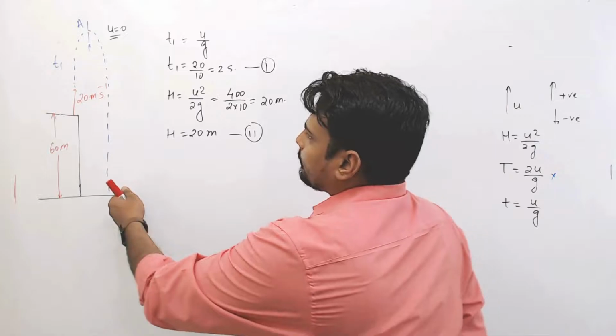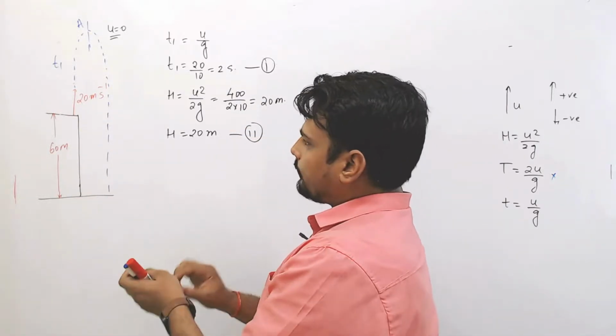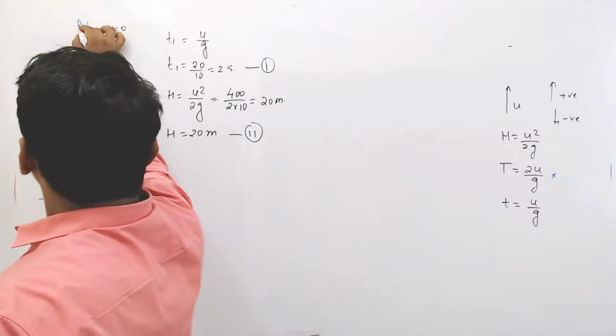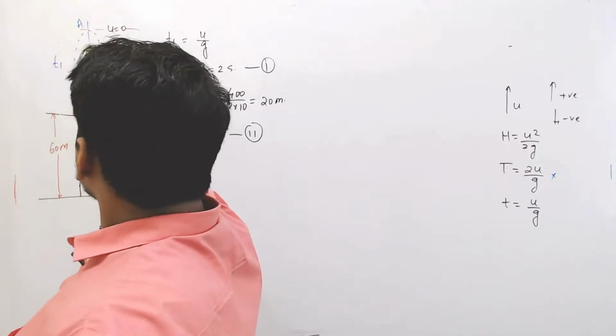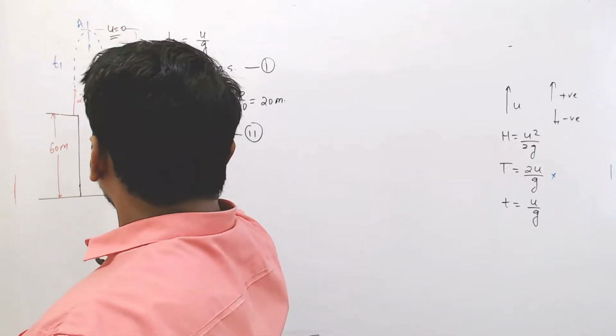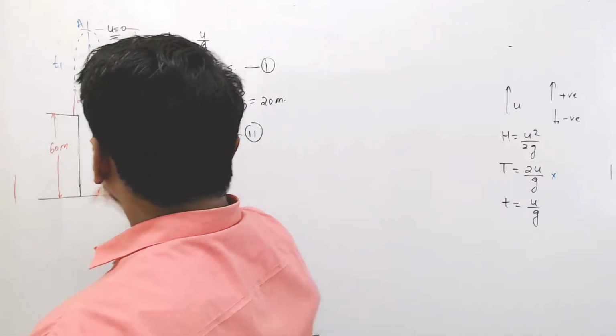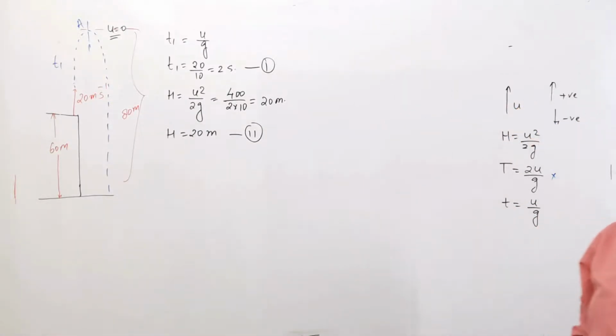Now the total height from the ground till the topmost point should be how much, my dear? That should be 60 plus this 20. So this height has to be how much? 80 meter. Now what next? I have to figure out how much time it would take to reach the bottom position.